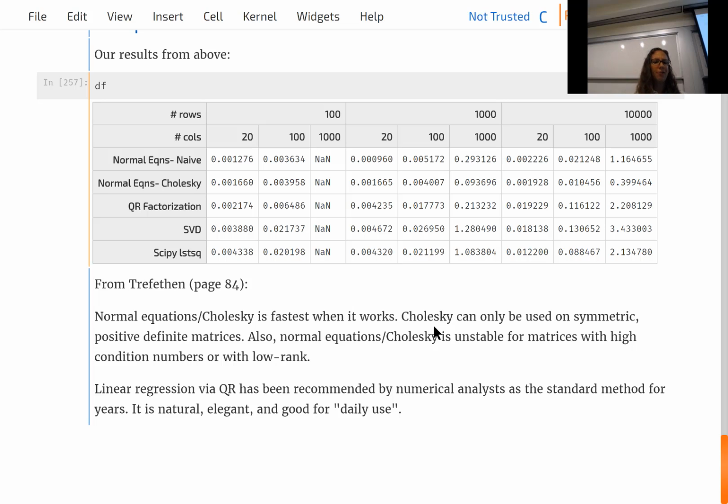But my hope with this lesson was to get to see what's going on underneath the hood with linear regression and least squares, and also to see that there are different approaches for it, and depending on your problem, some approaches might be better than others.